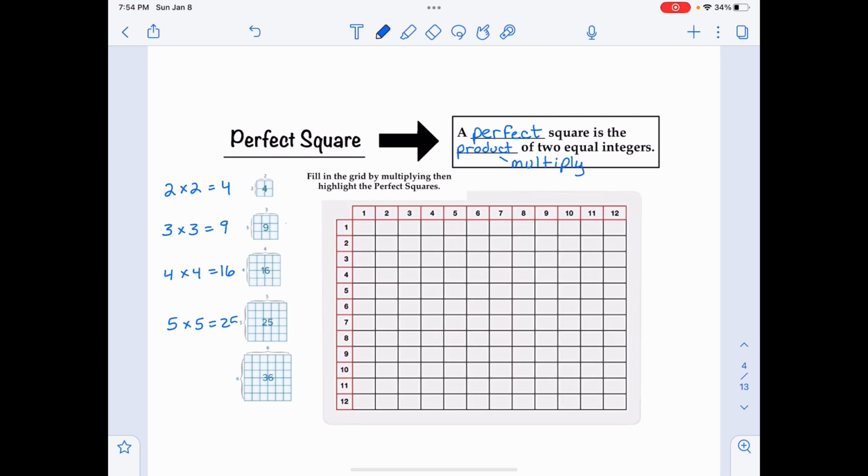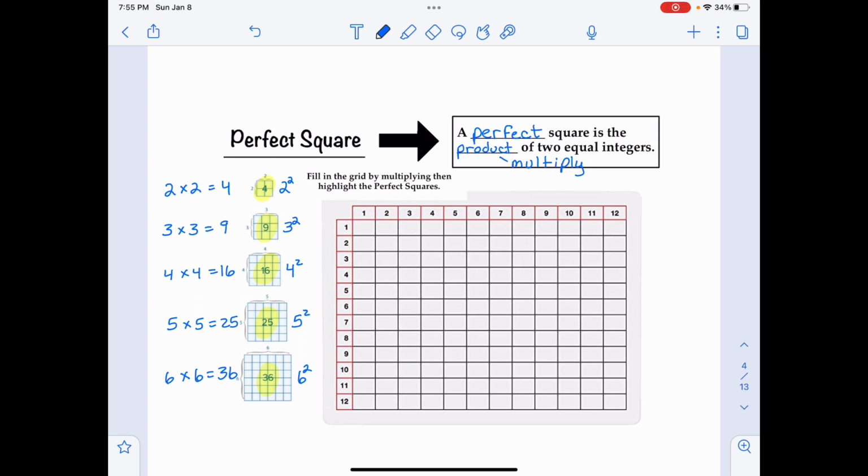And I know most of us are quite familiar with this, but we always have to backtrack a little bit when we talk about something new. So I can rewrite each of these: 2 squared, 3 squared, 4 squared, 5 squared, 6 squared. And my perfect squares, I'm going to highlight those. My perfect squares are 4, 9, 16, 25, and 36.